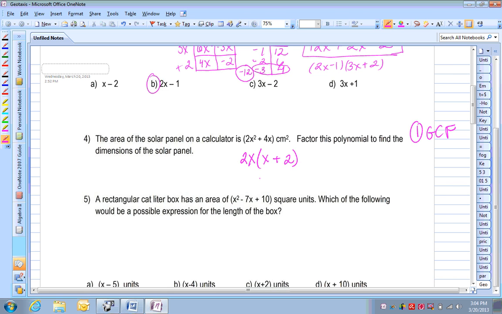So that is the area factored. So our factors of the solar panel, or the dimensions, are 2x by x plus 2 centimeters.